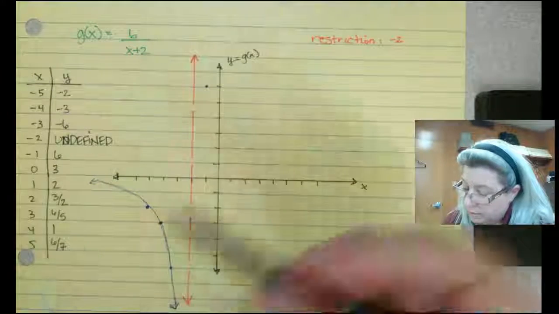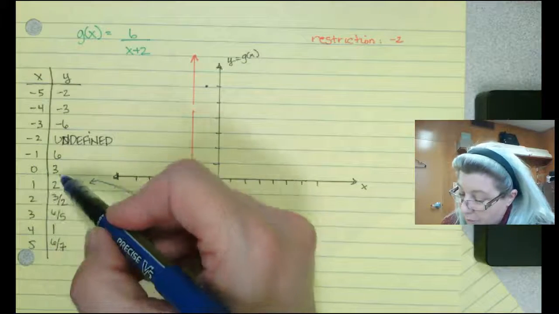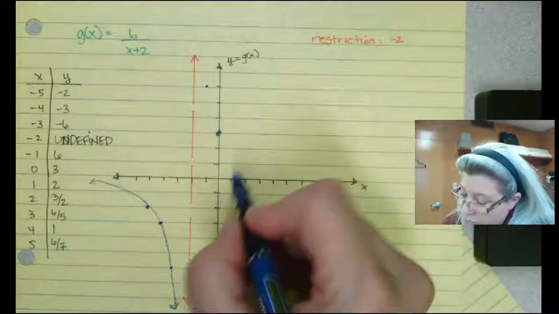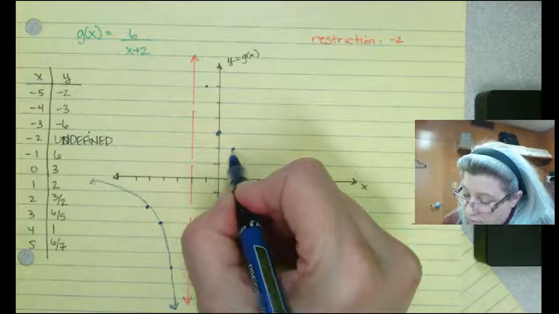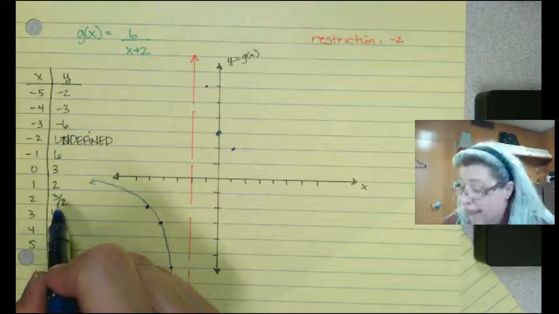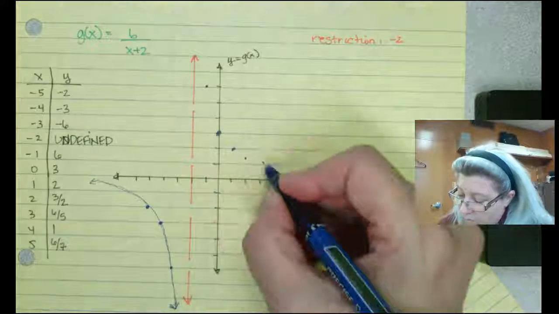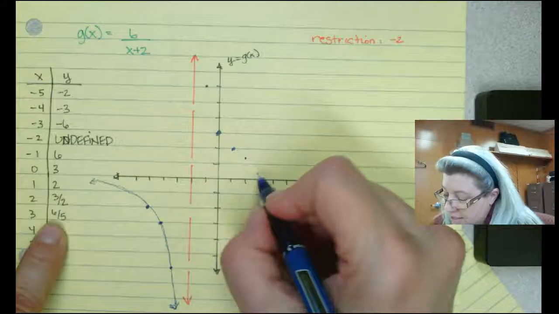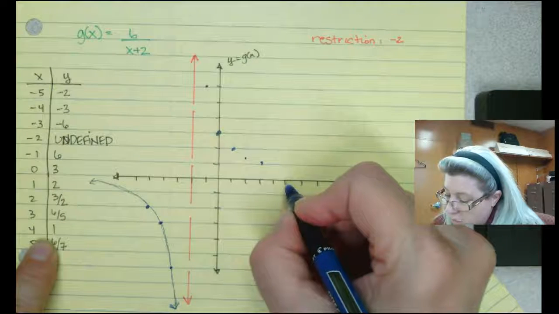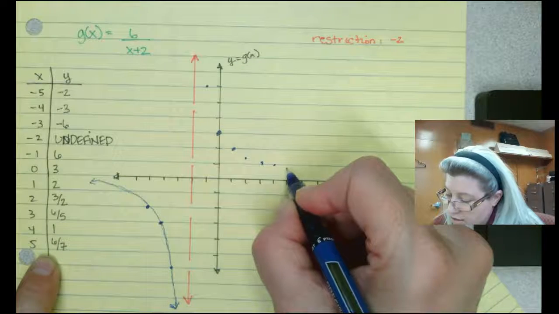Let's try the other side. So I have the negative 1, 6, the 0, 3, 0, 1, 2, 3, 1, 2, 1, 2. The 2, 3 halves is 1 1/2. So 2 and about 1 1/2. And you can see it's starting to curve. 3 and 5 sixths is just a little over 1. About right there. 4 is 1. And 5 is 6 sevenths, which is just under the line.